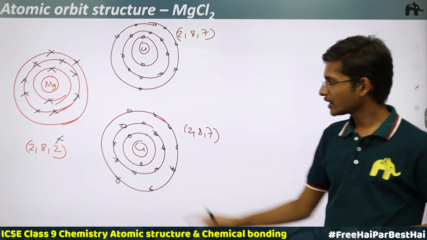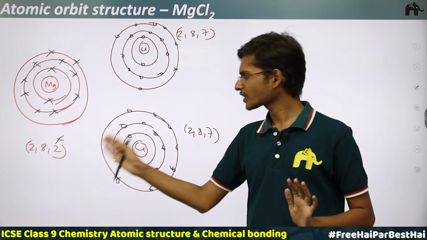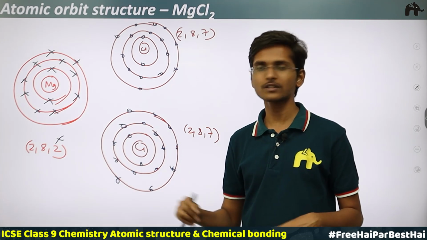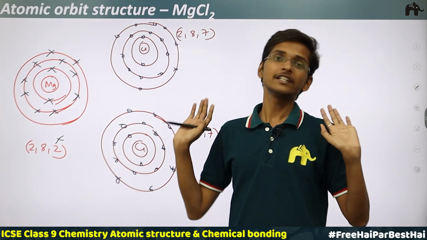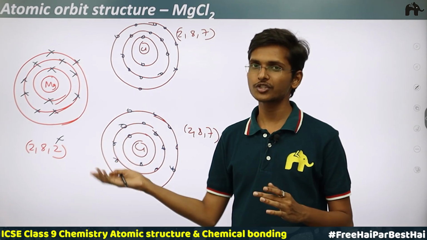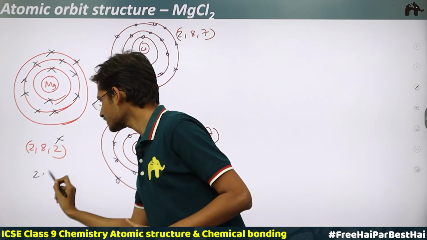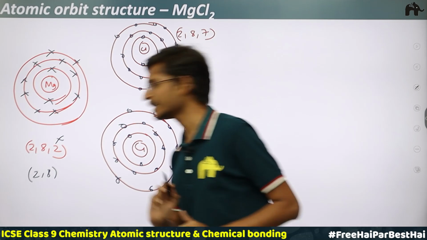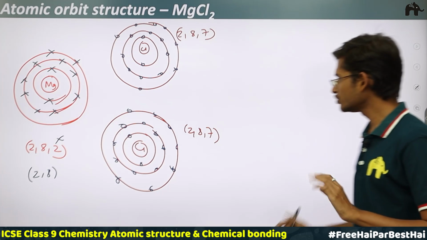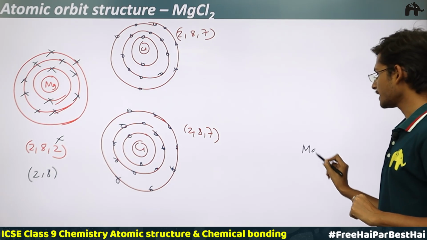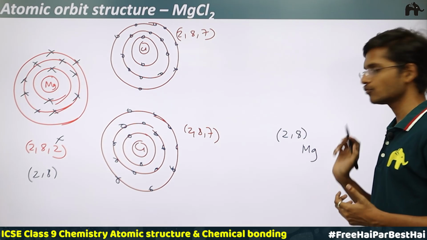Here, instead of gaining 6 electrons, magnesium thinks that it won't gain 6 electrons, it will instead give these 2 electrons and make its inner shell the outermost shell, because its inner shell already has 8 electrons. So it ultimately becomes the outermost shell having 8 electrons after losing these 2 electrons. Clear? So it loses the 2 electrons, and again the same logic is carried forward. Its electronic configuration will become 2, 8.